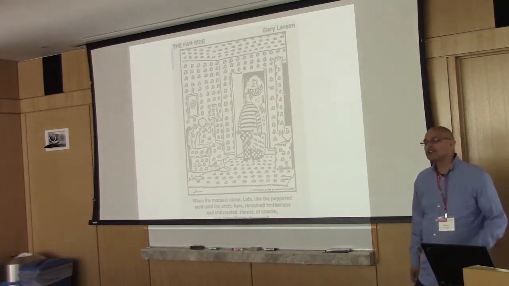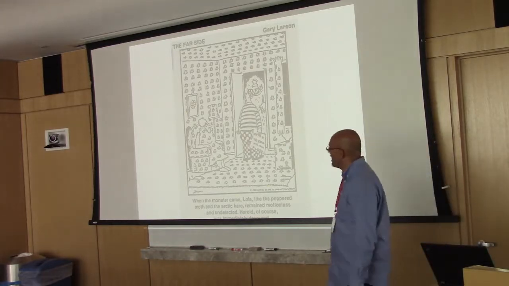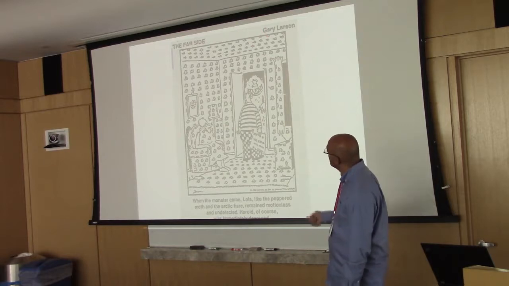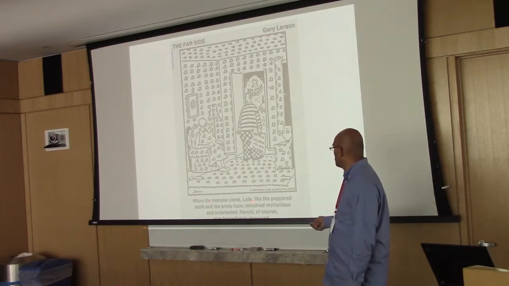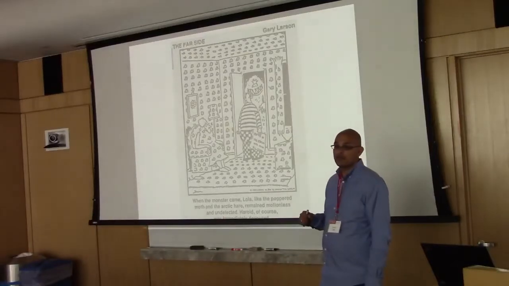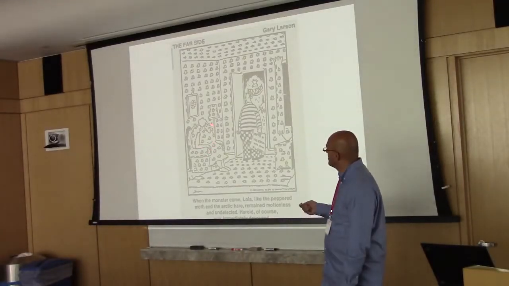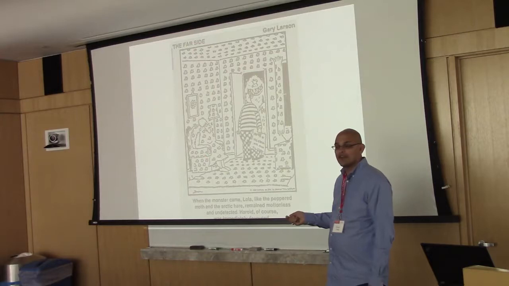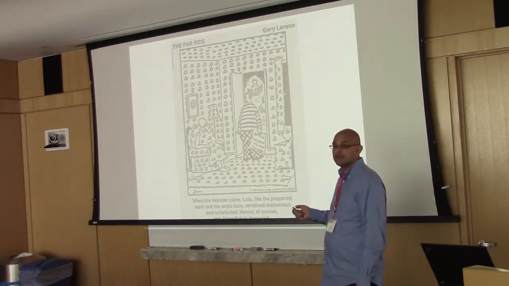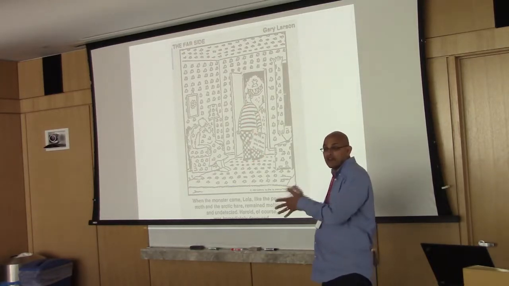So contrast variation. Why do we use contrast variation? How do you explain contrast variation? I love this Far Side cartoon from Gary Larson. When the monster came, Lola, like the peppered moth and the Arctic hare, remained motionless, undetected. Harold, however, of course, was immediately devoured by the monster. Lola here was camouflaged, so basically she was kind of subtracted away from the view of the monster, but Harold obviously was not. That's basically contrast variation in a nutshell.